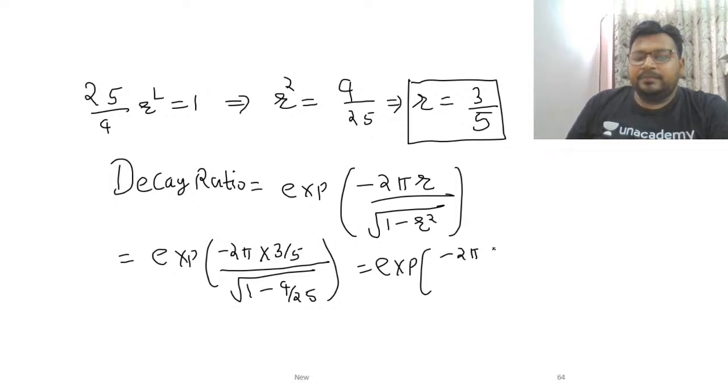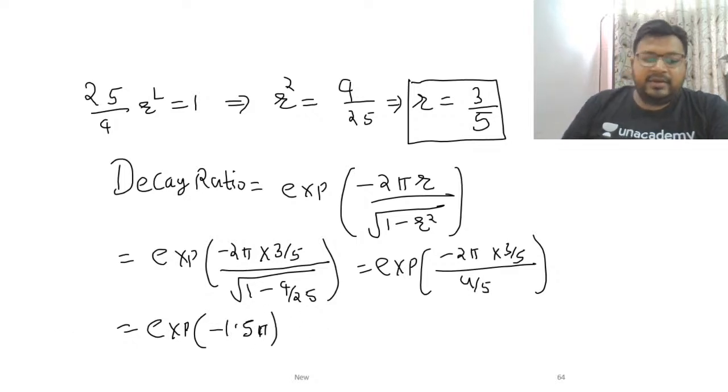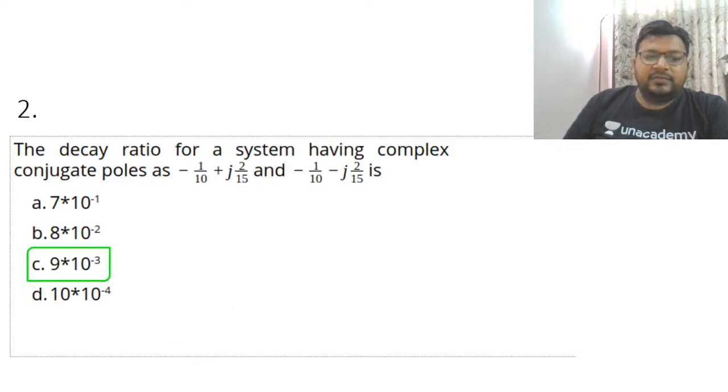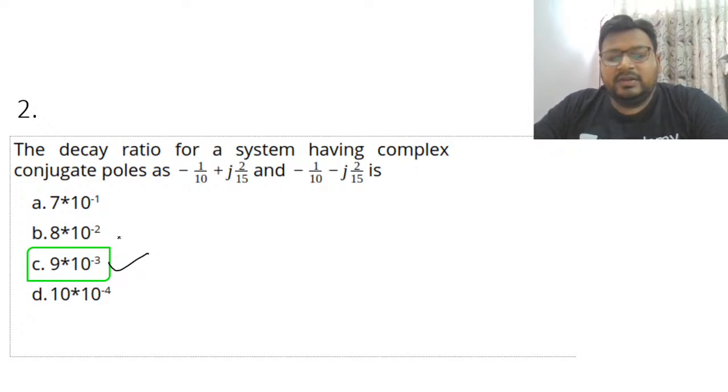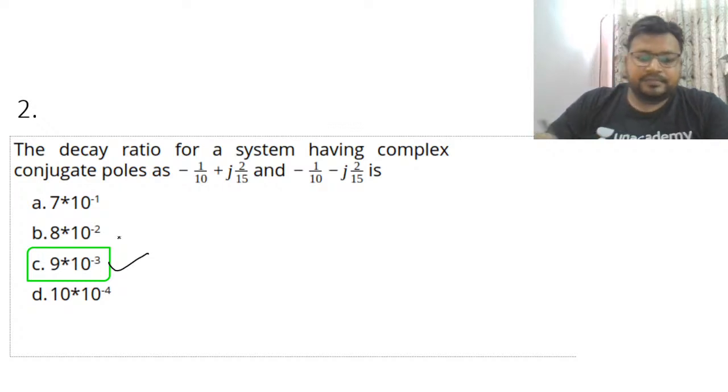Minus 2 pi into 3 by 5 divided by 4 by 5. 5 and 5 cancel, 2 and 4 cancel. It's minus 3 pi by 2 or minus 1.5 pi. That is a simple thing. Now we can calculate that and the answer comes out to be 9 into 10 to the power minus 3. That is the value of decay ratio that you will get. I hope guys you are getting the same result.